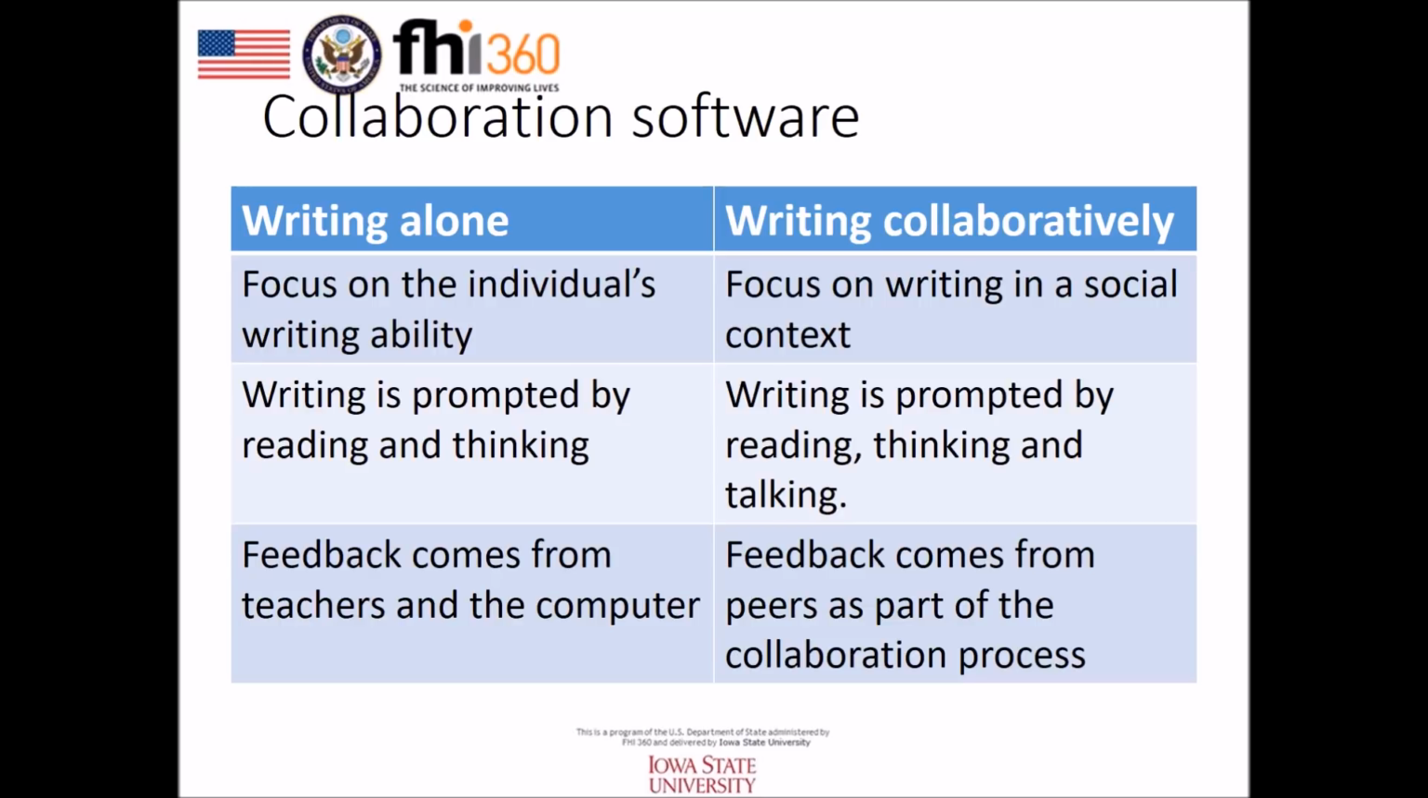Third, if we're thinking of writing alone, feedback comes from teachers and from the computer. The students are on their own. Whereas in a collaborative writing situation, feedback comes from peers as part of the collaboration process. Feedback still can be obtained from teachers and computers, but the collaborative process naturally brings about a lot of feedback during the process of conceptualizing and drafting as well as revision.